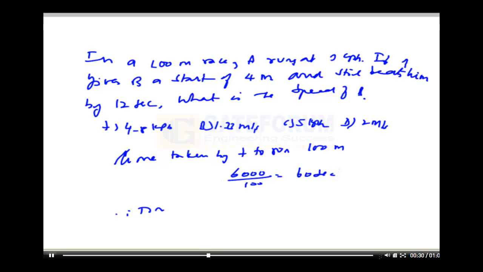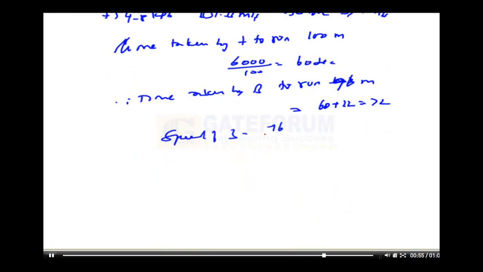60 seconds. Time taken by B to run 96 meters, because A beats him by 12 seconds. And B gets a distance of 4 meters. So, speed of B: 96 meters covered in 72 seconds. That will be 4 by 3 or 1.33 meters per second.